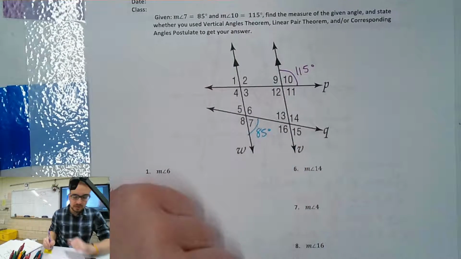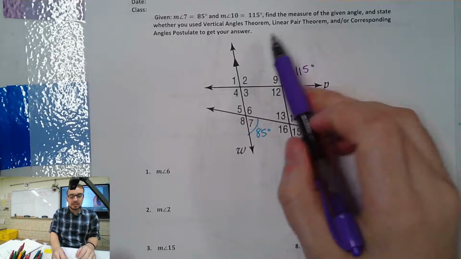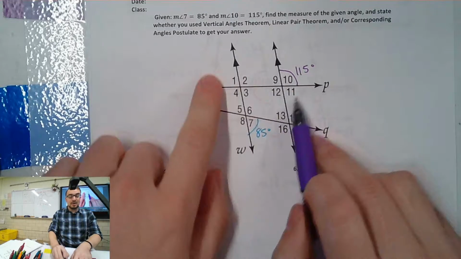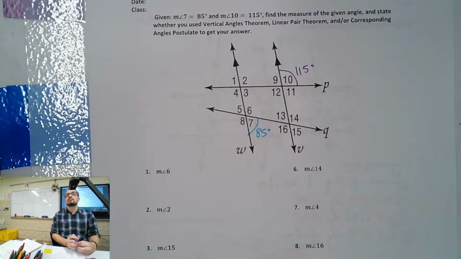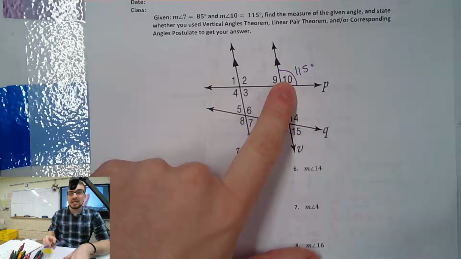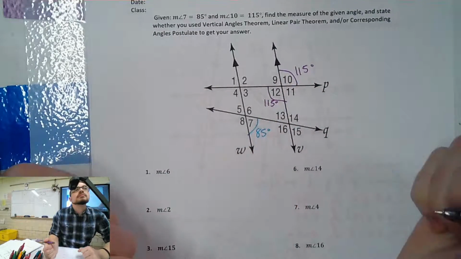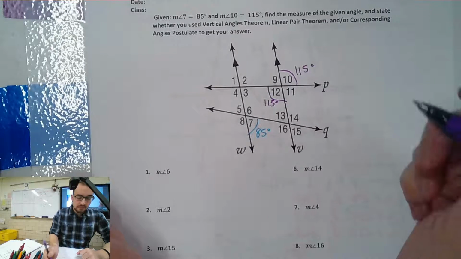It says find the measure of the given angle and state whether you use vertical angles, linear pair, or corresponding angles postulate to get your answer. Okay? Don't forget to state the reasons. Now, to save on time, to get to the gist, I'm just going to make all my markings on the diagram, and I'm going to say out loud how I got that. So, if I know angle 10 is 115, I know angle 12 is 115 by what? Linear pair theorem, vertical angle theorem, right? I'll accept either.